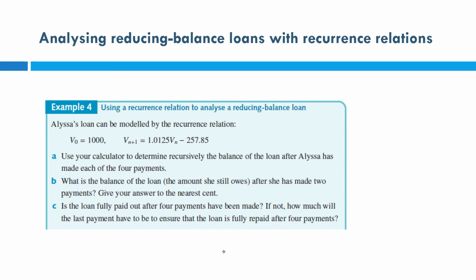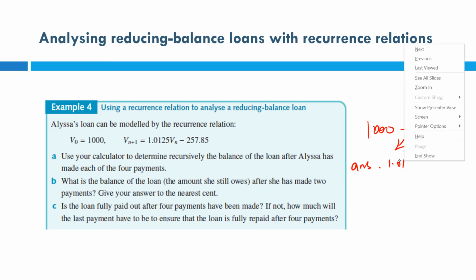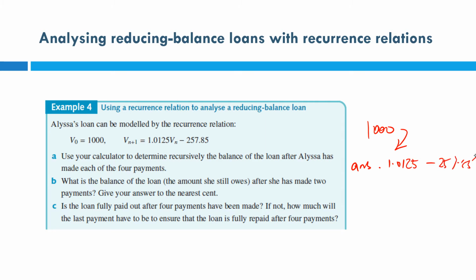So now example 4 is just answering some questions based on that relation that we created. So we'll go through this one as well. The first one just says, use your calculator to determine recursively the balance of the loan after Alyssa has made each of the four payments. So they should be okay with this because all we're doing is 1,000 enter, then times, that'll give them ANS on their graphics calculator. So we do 1,000 enter, and from there, you get ANS, and then you do times 1.0125, and then minus 257.85, and you'll see this on the next screen.